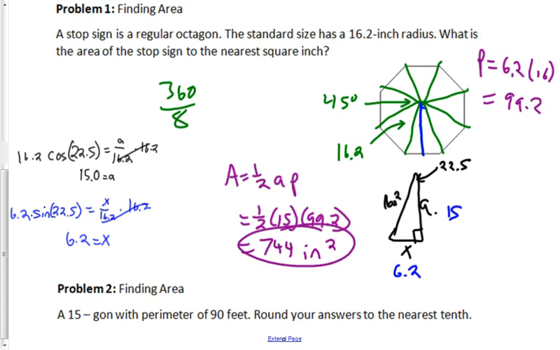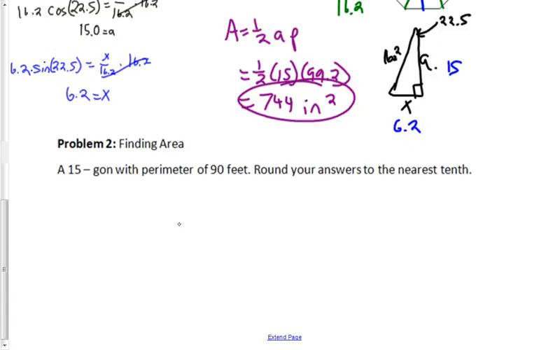Now, number 2 is going to be done a similar way. It says a 15-gon with a perimeter of 90. We already have the perimeter there. We want to find the area. So you just have to find the apothem using trigonometry. There's enough information there to do it.